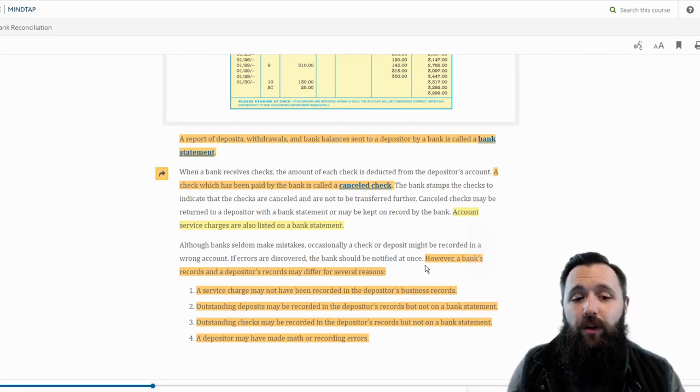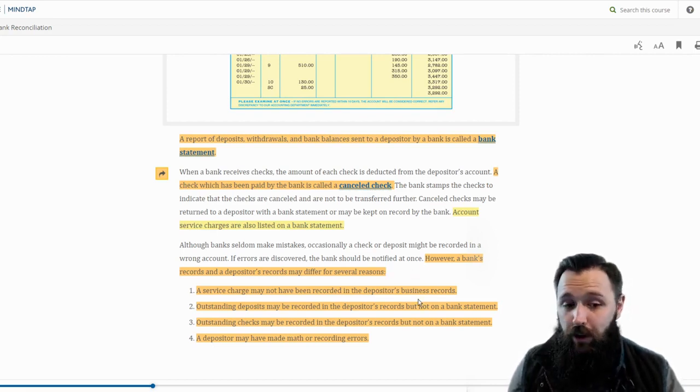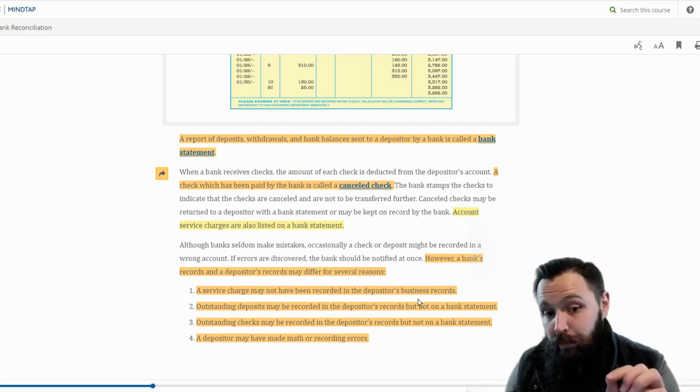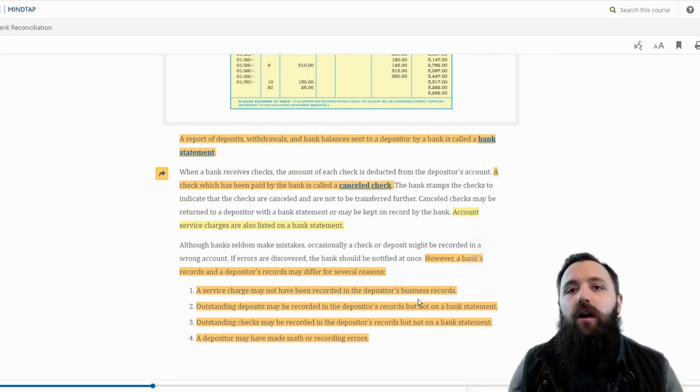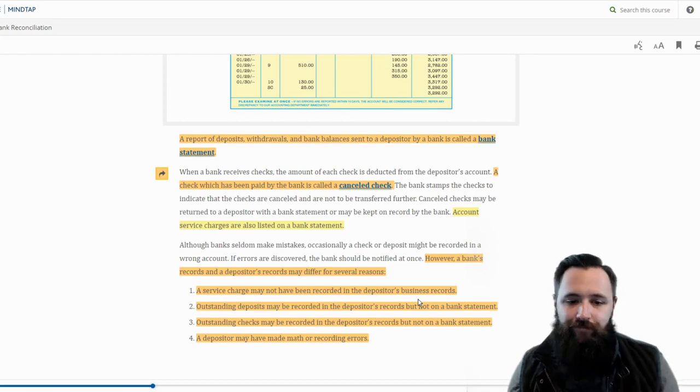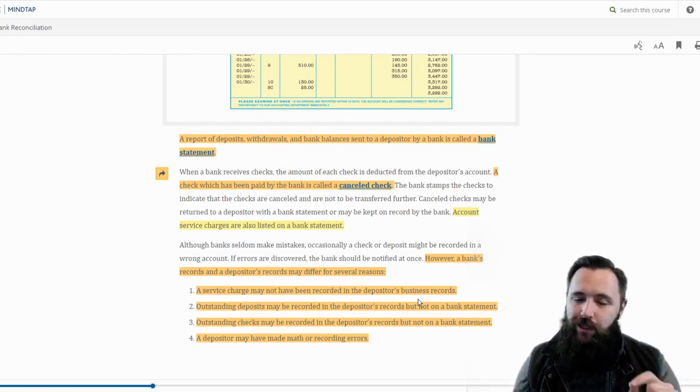But here it says, however, a bank's records and a depositor's records, your checkbook, may differ for multiple different reasons. These four things, if you can understand them, you can do this unit. Okay, let's look at what they are.